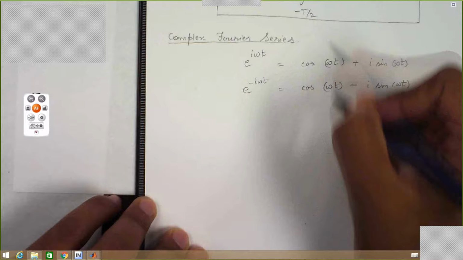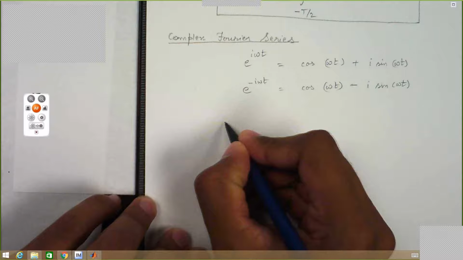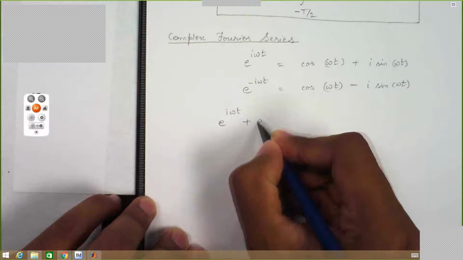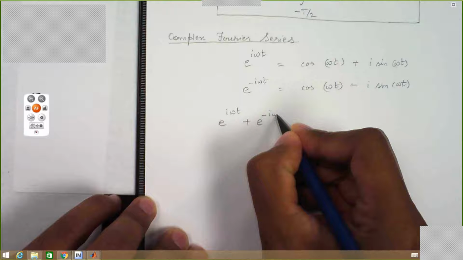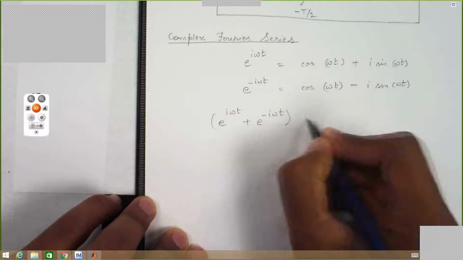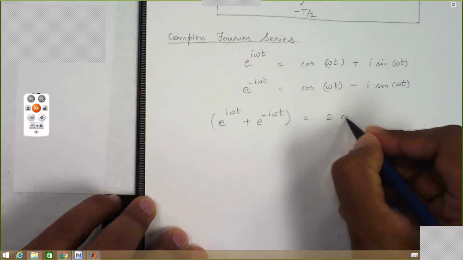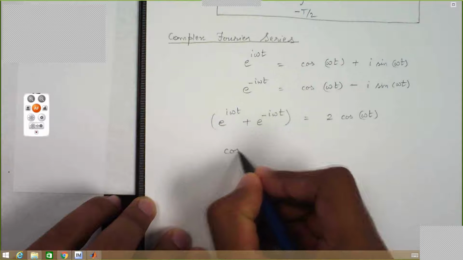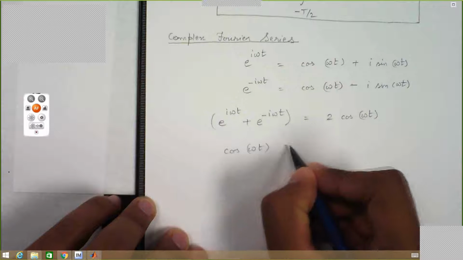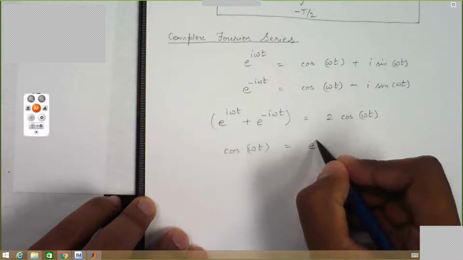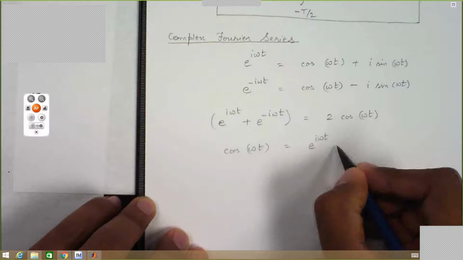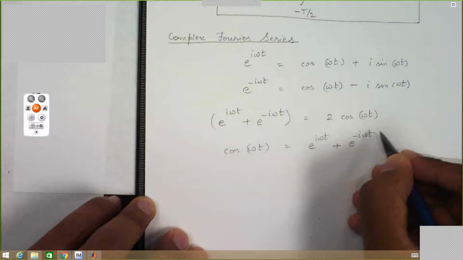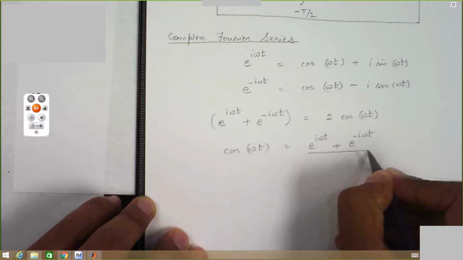So if we add these two together, we get e to the power i omega t plus e to the power minus i omega t is equal to 2 times cosine of omega t. Or in other words, cosine of omega t can also be expressed in the exponential form as e to the power i omega t plus e to the power minus i omega t, divided by 2.